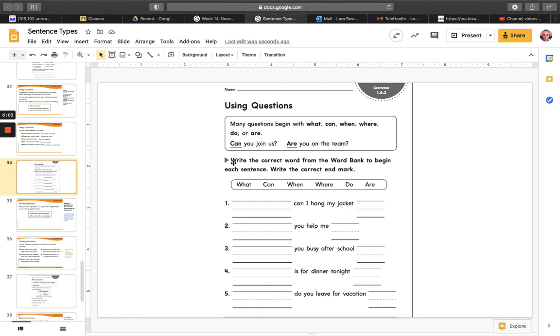And our directions tell us to write the correct word in the word bank to begin each sentence. Write the correct end mark. So here's our question words. What, can, when, where, do, are. So number 1 has a blank, and we need to choose one of these question words to put here. And the rest of our sentence reads, can I bring my jacket?